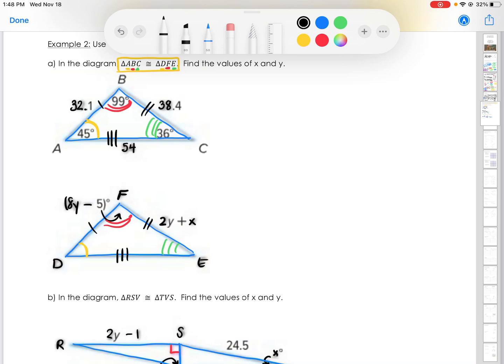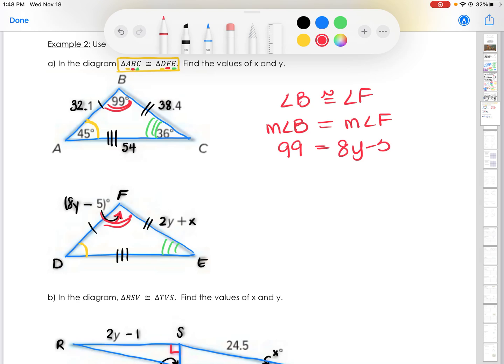Okay, so now we can use that information to solve for X and Y. It looks like it's actually going to be more helpful to find Y first. So it looks like we have this angle here. 8y minus 5 is referring to this angle in here. So angle B and F we know are congruent, which means that the measure of angle B is equal to the measure of angle F. So we can say B is 99, and F we said was 8y minus 5. And now let's find Y. So we're going to add 5 to both sides. That's 104 equals 8y. And then when I divide, we get 13.